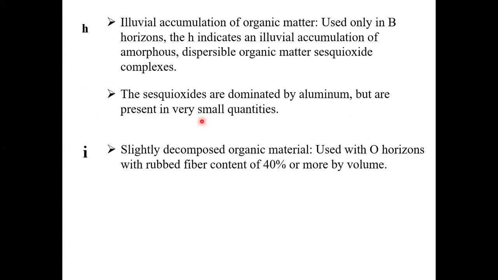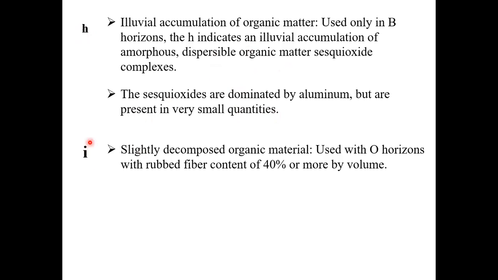Coming to the next, students, H. It is the illuvial accumulation of organic matter. Usually not only in B. Sometimes H indicates the illuvial accumulation of amorphous dispersed organic matter and sesquioxides. So whenever I say H, it is an illuvial accumulation of organic matter and sesquioxides, mostly dominated by aluminium, but in very small quantities. This is regarding the H. So if you want to notate anything, it is BH, so you should write B and H.